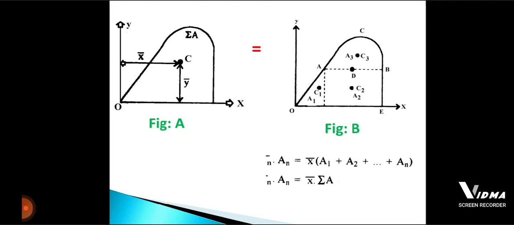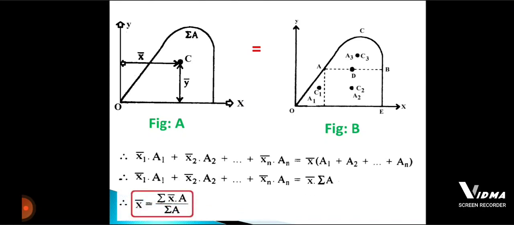That means the general formula is x1 bar a1 plus x2 bar a2 plus dot dot dot xn bar an, which is equal to x bar times (a1 plus a2 plus dot dot dot an). So finally, the position of the centroid is x bar equals summation of x bar a divided by summation of a.